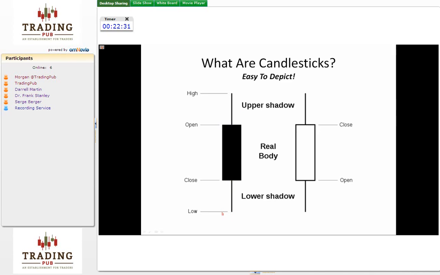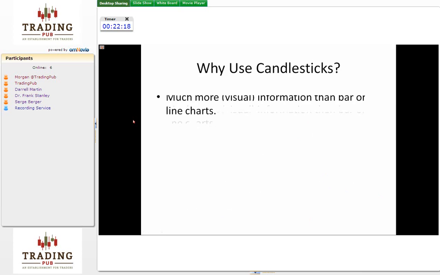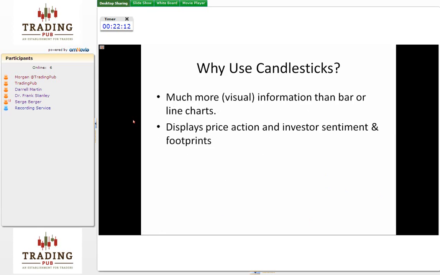What else do they call them? 1,000 different things. Yeah, wicks, tails, whatever. So it's not volume. What you have is essentially a trading range for the day. So this stock, whatever this is, had a trading range all the way up here, all the way down here. But it opened here and it closed here, and you'll see in a minute how powerful this information is.